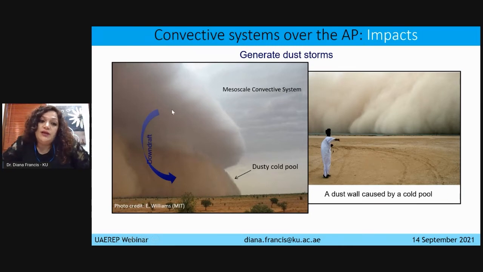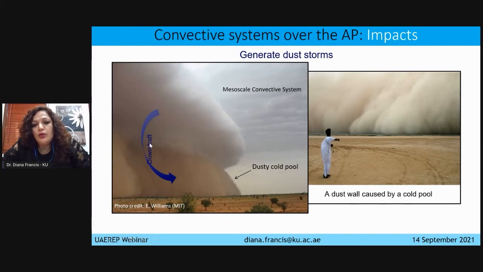This is because when these convective systems develop, due to the convection here, we have generation of downdrafts. Downdrafts are very strong currents with a density very different from the surrounding atmosphere, and they form a cold pool.